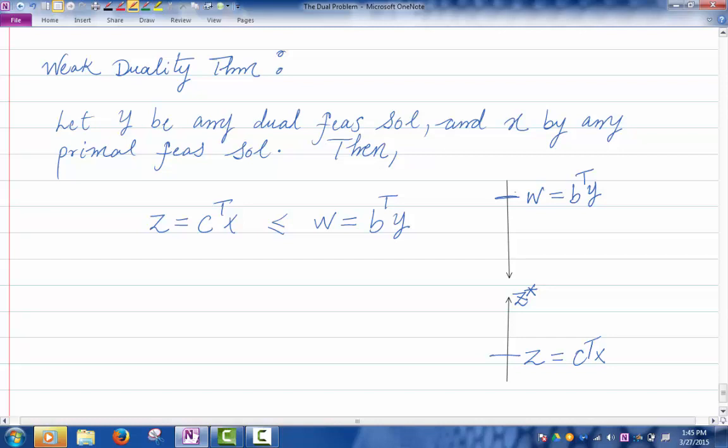Well, that should imply what? In the dual problem, you're minimizing W, and at some point you're going to get the optimal value of the dual problem, W star, I'm going to call that. And we haven't said that they should be equal, but we're going to see that they have to be equal. The objective optimal value of the dual must be the same as the optimal value of the primal. We're going to see that. But right now we have this picture with this weak duality theorem.